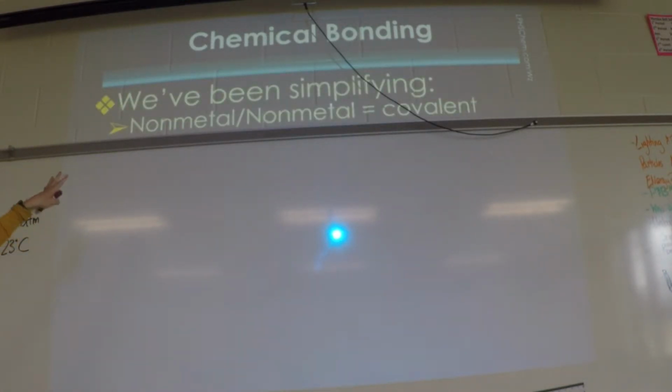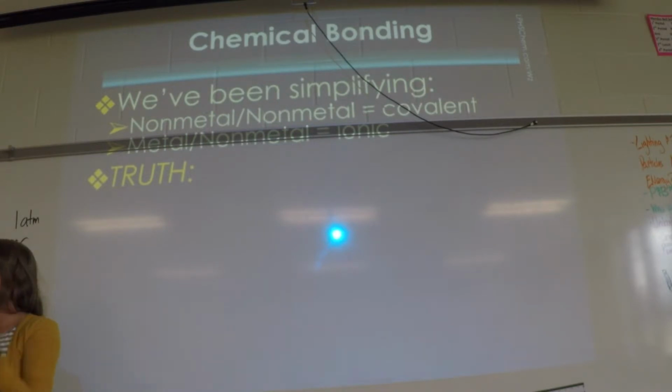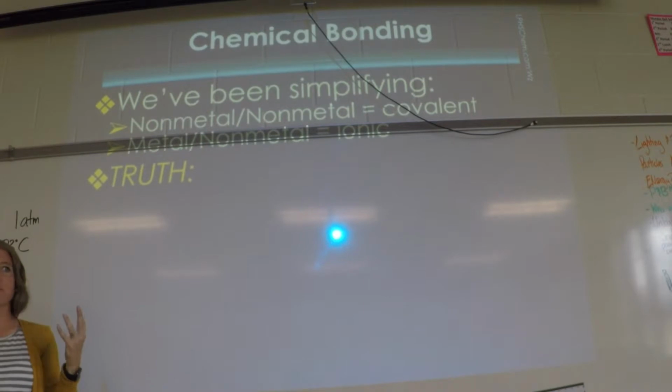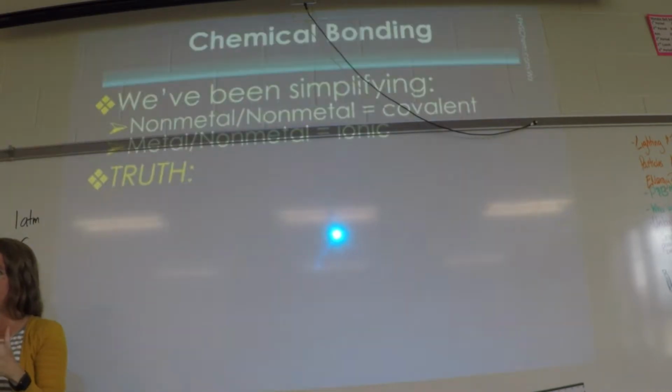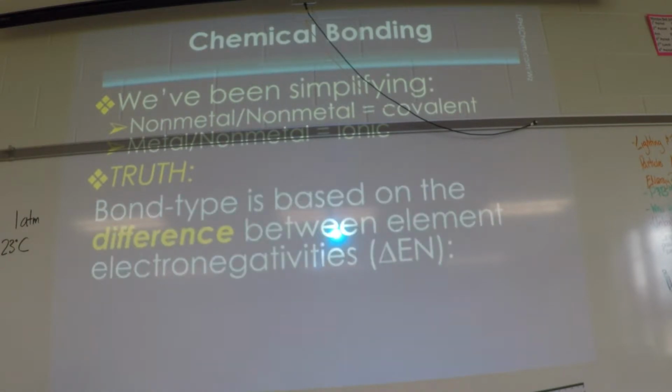So we said in the warm-up today that when a nonmetal goes with a nonmetal, it's covalent. A metal with a nonmetal is ionic. That's not a bad way to do it. What I'm going to show you right now is a more mathematical, scientific way of doing it. Very similar, but we're going to use electronegativity values. By taking the difference in electronegativities, you can know for sure what type of bond would form.